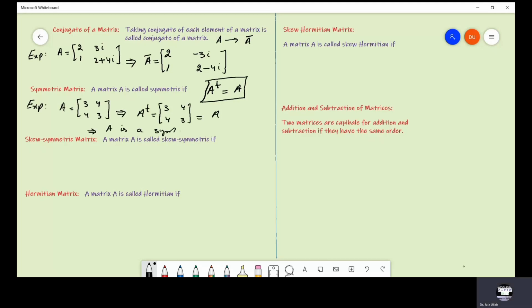Skew symmetric matrix. A matrix A is called skew symmetric if A transpose is equal to minus A. Let us see an example. Let we have a matrix B which is equal to 0, minus 1, 1, 0.